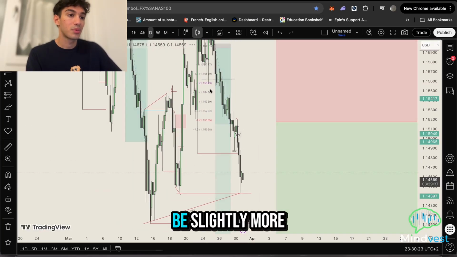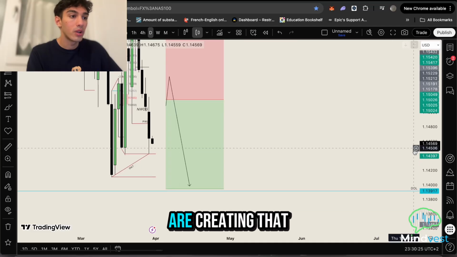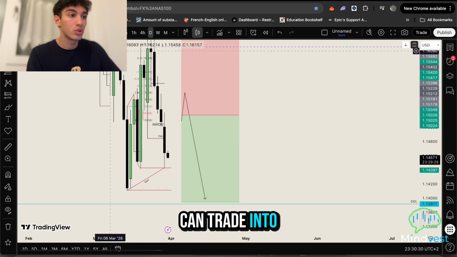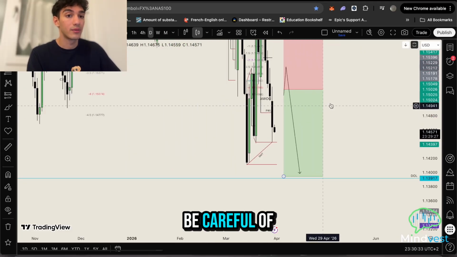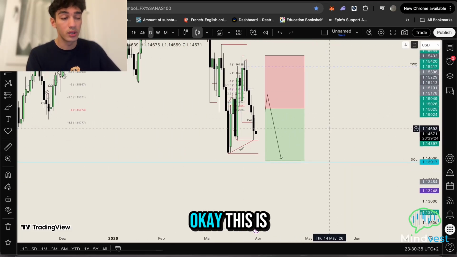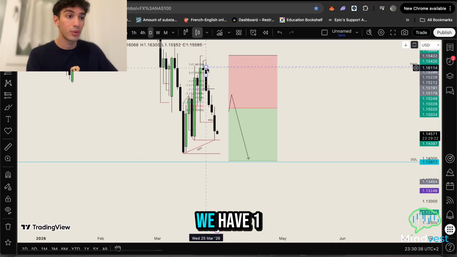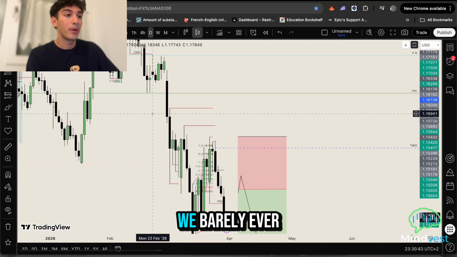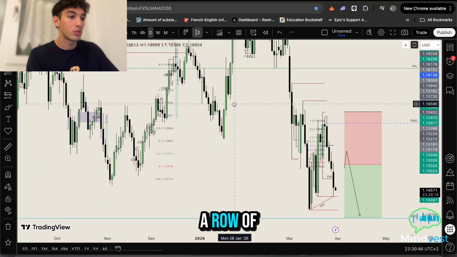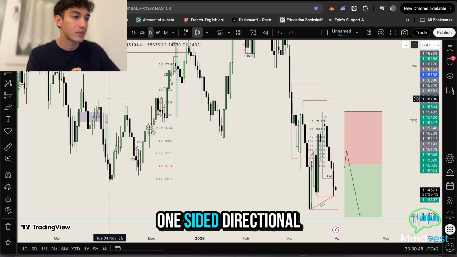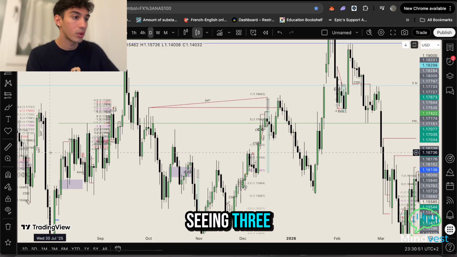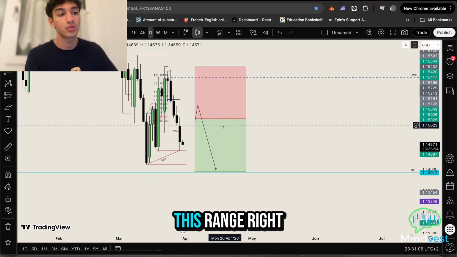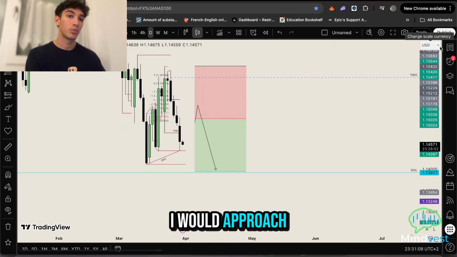What I'm saying is now we just got to be slightly more careful, because now we are creating this retracement SMT and we have daily fair value gaps where price can trade into, which I'd be careful of. But the trend is definitely lower, okay? This is beautiful. We have 1, 2, 3, 4 days of expansion. And you can see we rarely ever have more than 4 days in a row of just clean one-sided directional moves. I'm mainly seeing 3. If we take this out, then I would definitely look for retracement longs back into this range, right, and play the range. That's how I would approach it.